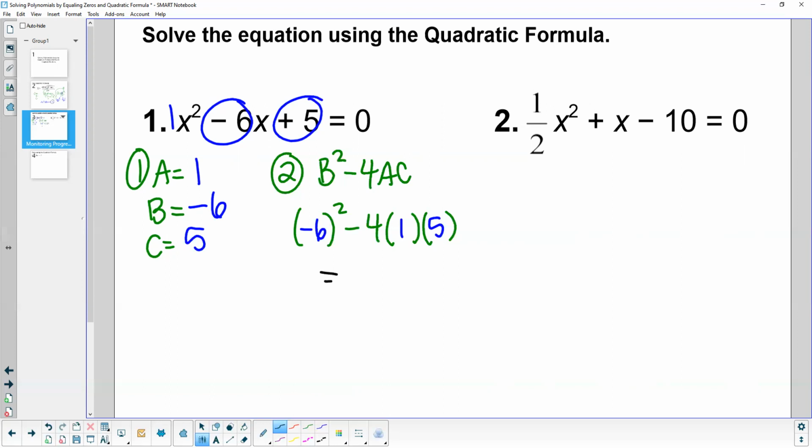If you type it in without, we often end up making silly mistakes. So as you type that in, you're going to end up seeing that this equals 16. So then we'll come over here to step number 3.